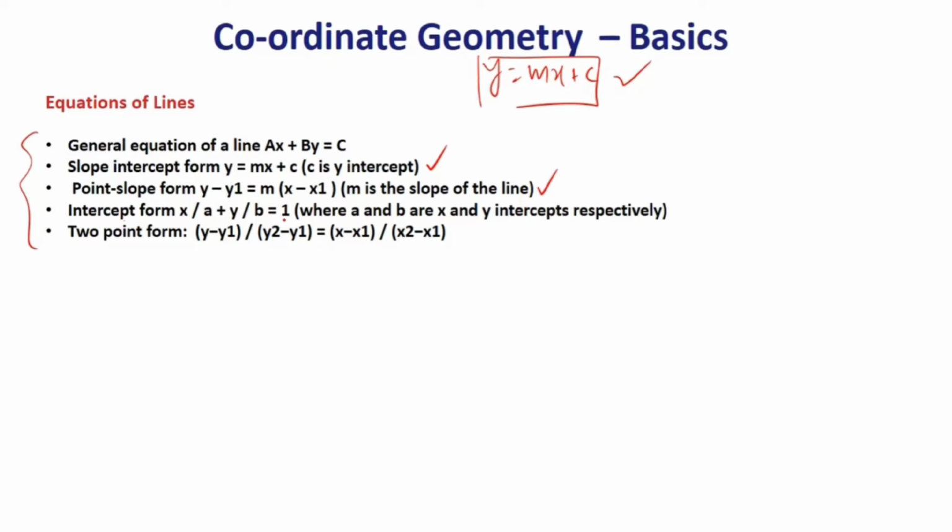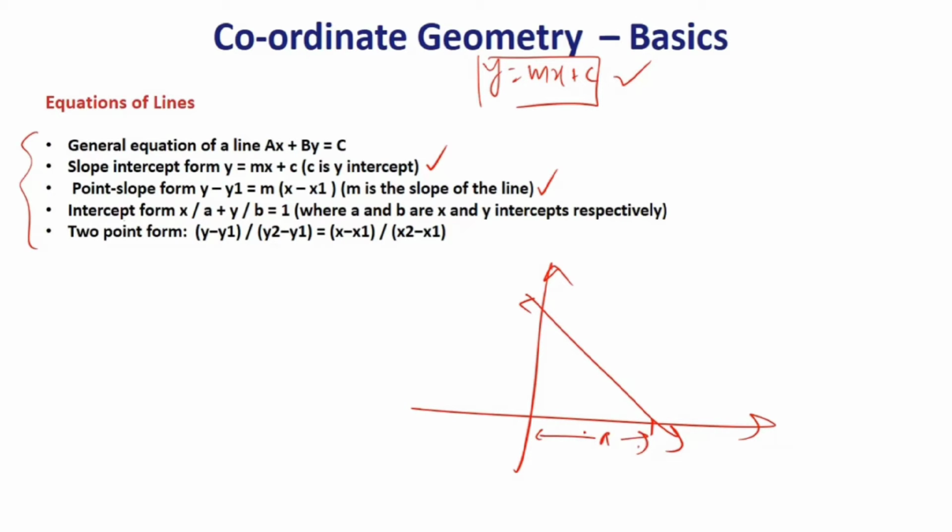There is also the intercept form. What is intercept form? Let's say you have the coordinate axes and a line here. Let's say it makes an intercept of a on the x-axis and an intercept of b on the y-axis. Such a line can be represented as x upon a plus y upon b is equal to 1.